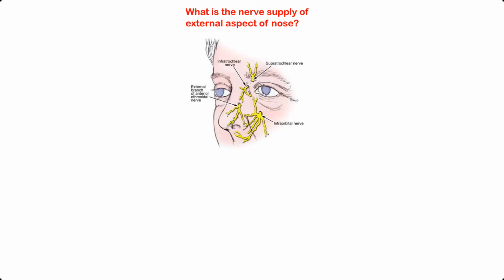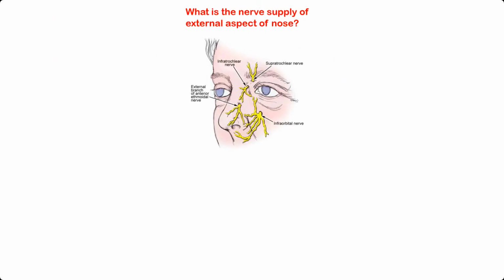And below, at the lower border of the orbit, almost at the midpoint, below an imaginary line drawn from the middle of the pupil, you will get the infraorbital nerve coming out of the infraorbital foramen. So if you block all these 4 nerves, you will have excellent analgesia of the skin.